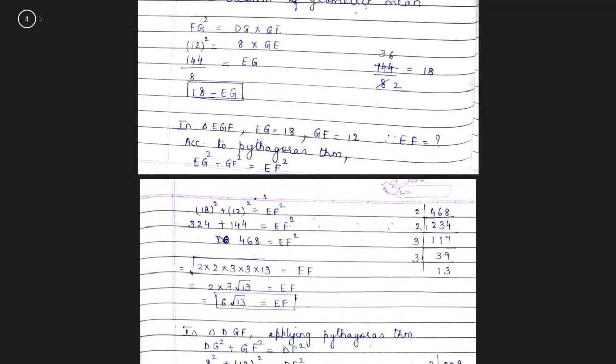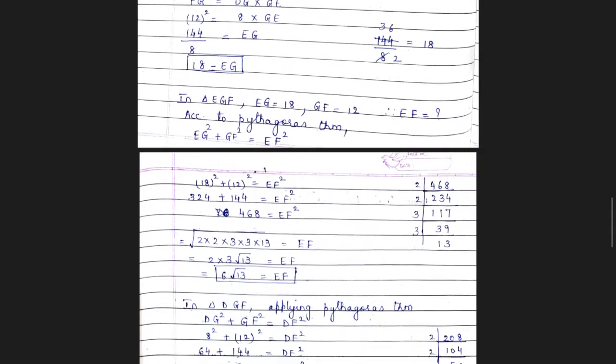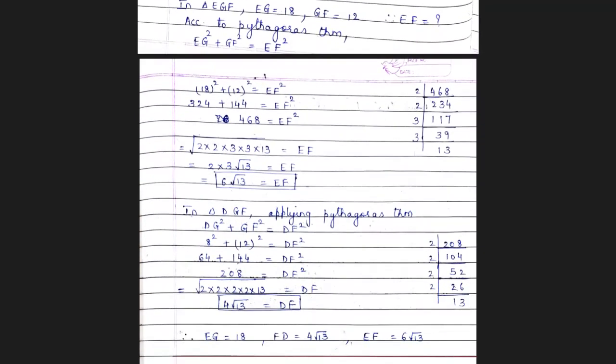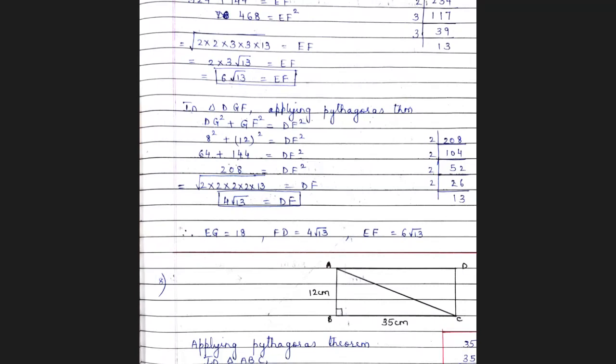So the first one, in triangle EGF, EG square plus GF square equal to EF square. Substitute the given values. You get 468. You have to factorize it. I have shown the factorization on the right hand side. Now when I take the common factors, you get EF as 6 root 13. Same way for the other triangle. Apply Pythagoras theorem. Substitute the values that are given to you. You get 208 equal to DF square. Again factorize, take common values, your answer is 4 root 13, which is equal to DF.